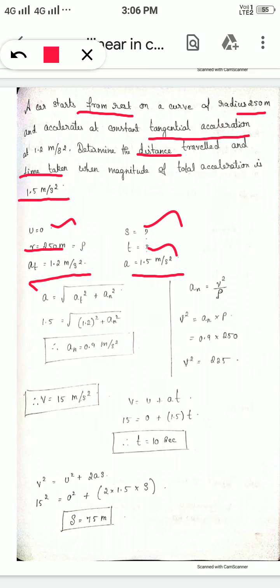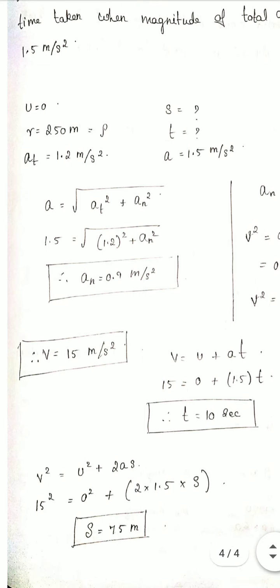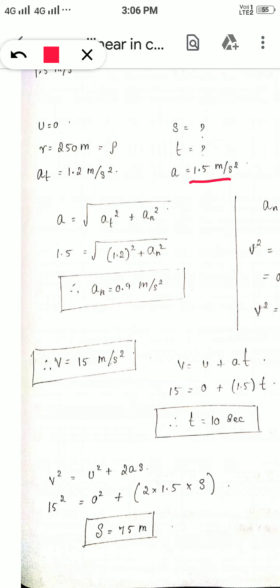So what are the known values we have? A and at, so that we can calculate what is our an from that equation. For that we are taking A is equal to square root of at square plus an square. In that you can substitute directly what is our A value. A value is 1.5, so I have substituted 1.5 over here. At is equal to 1.2, so I am substituting 1.2 over here, and we can find easily what is our an. So we got the answer, an is equal to 0.9 meter per second square.